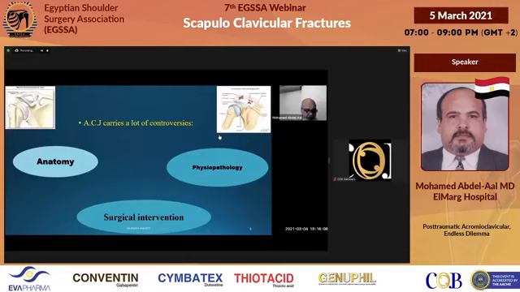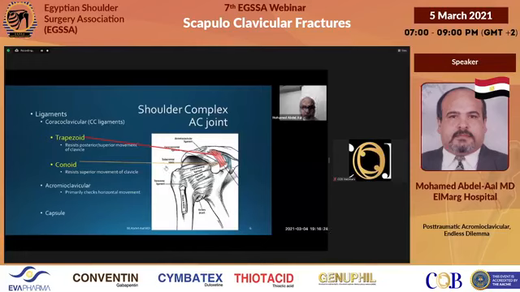First of all, there is a lot of controversy regarding the acromioclavicular joint from the point of anatomy or from the point of pathophysiology or intervention, whether surgical or non-surgical. I'm not going to go deep through the anatomic points of the acromioclavicular joint as it has been discussed by many of my colleagues, and it will be discussed later.